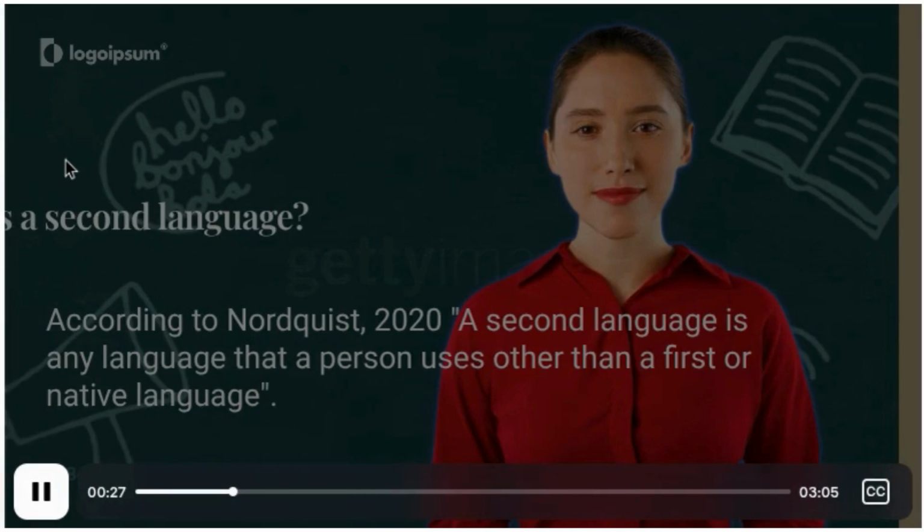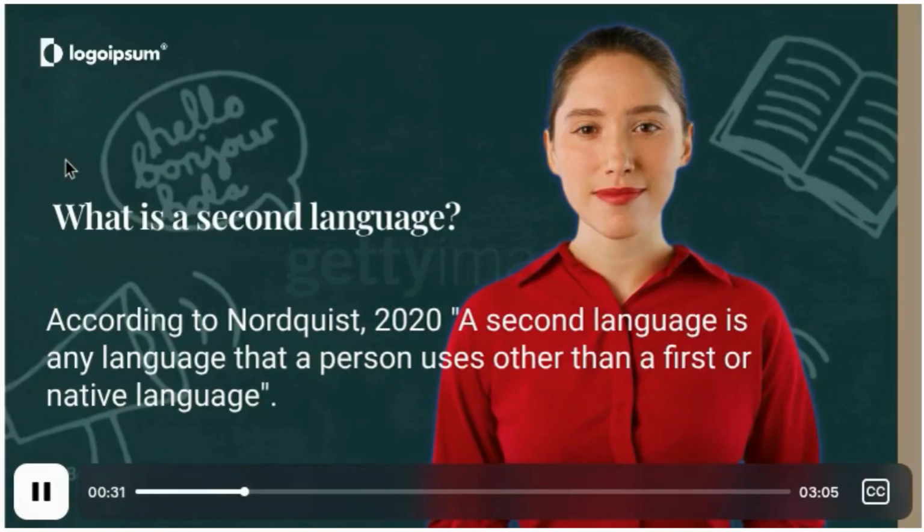Language. According to Nordquist 2020, a second language is any language that a person uses other than a first or native language. My own definition of second language is simply any language a person learns and uses after their first or native language.